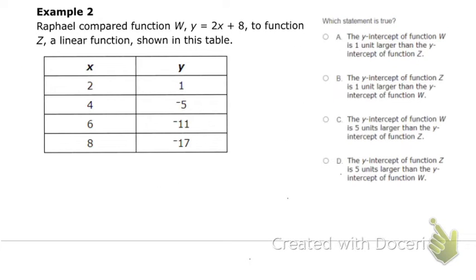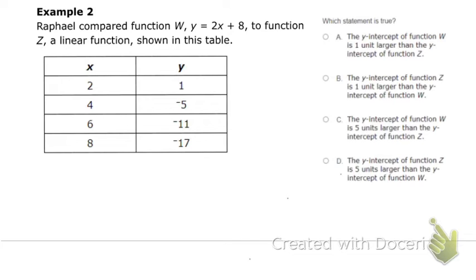Okay, so looking at example 2, it says Raphael compared the function w, which is y equals 2x plus 8, to the function z, a linear function shown in the table. Now, it says which statement is true. Now, just by reading the question, it did not tell me what exactly I need to find up front.